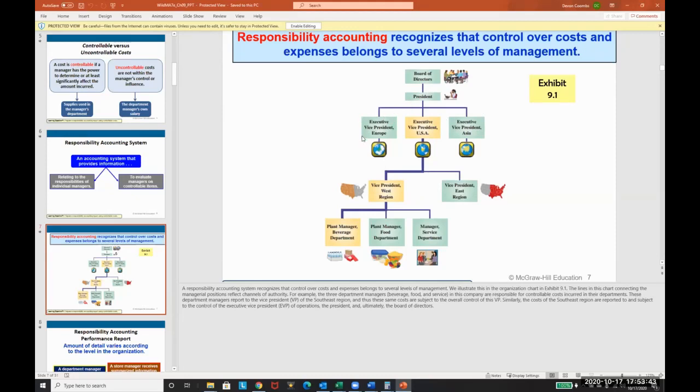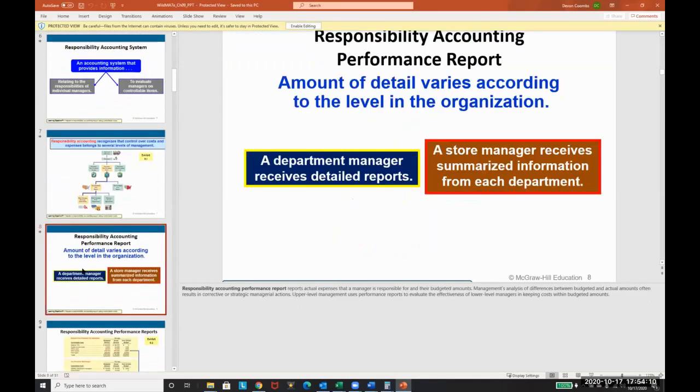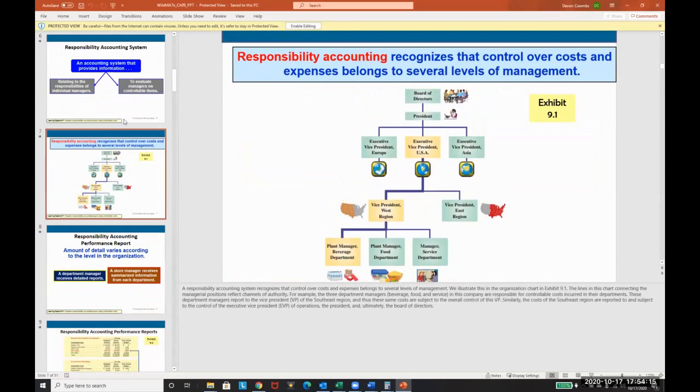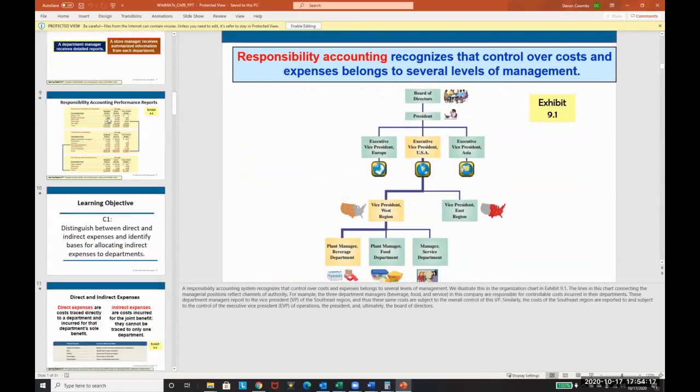Here they're saying regional, so we have Europe, USA, Asia. The USA runs West and East region. The West region is then broken out into products, so a manager for beverage, food, and services. Each one of these will be a very high level person, like a vice president of the West region, while the executive vice president is overseeing both the East and the West region, and so on and so forth. And so that accounting system would help them control cost over all of these levels of management.